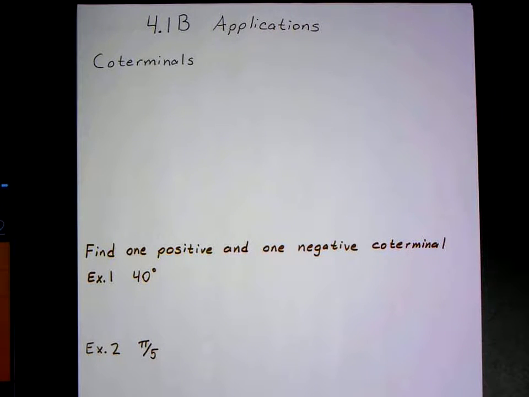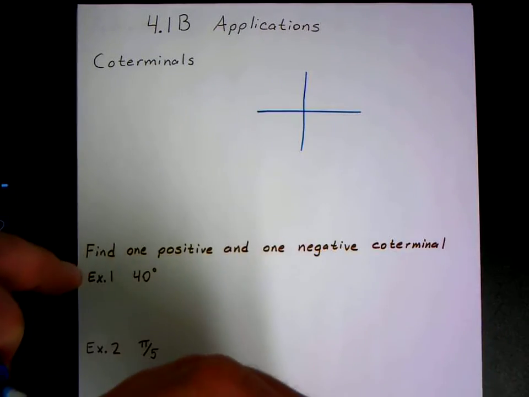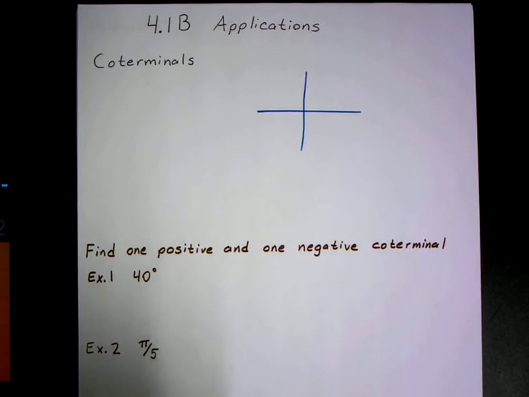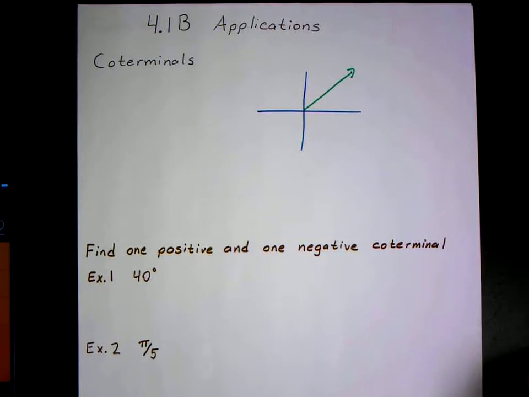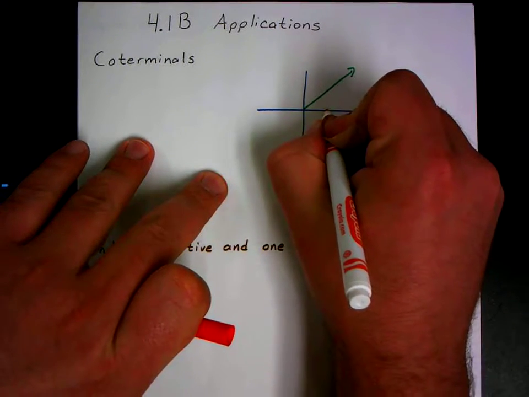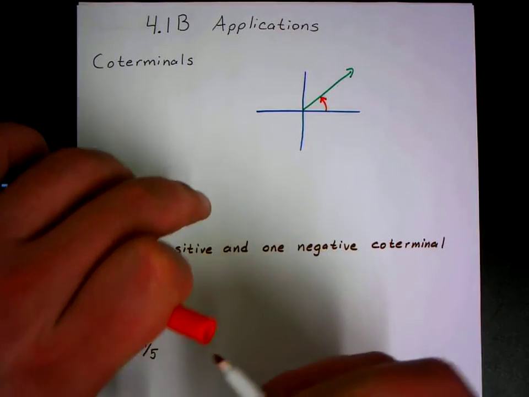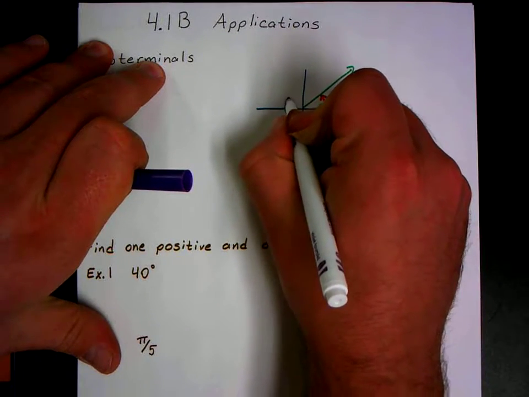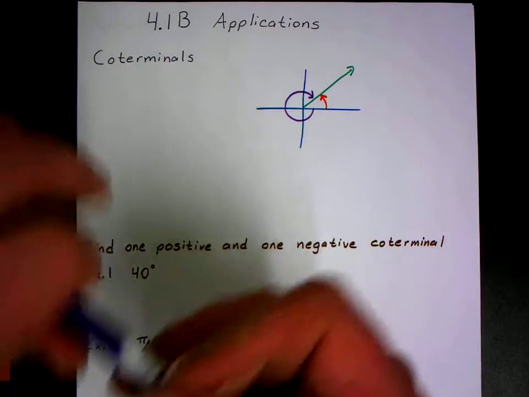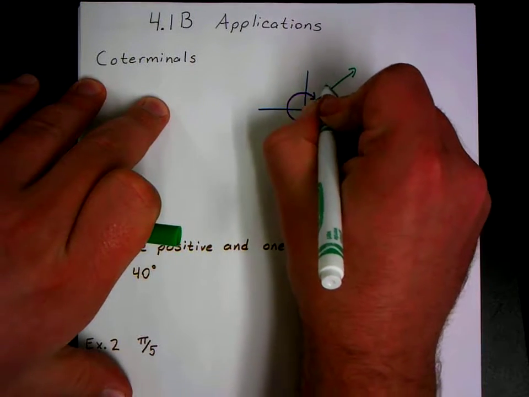All right, with the coterminal, just quick review of what coterminal is. If I have an angle here, so this is the terminal side of an angle. I could have one angle here. I could also have it go around this way. I could also have it go like this.